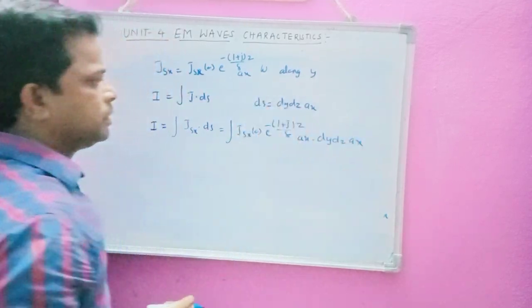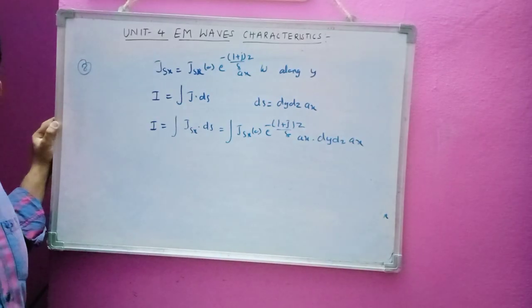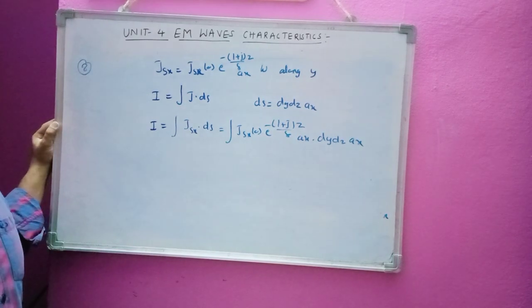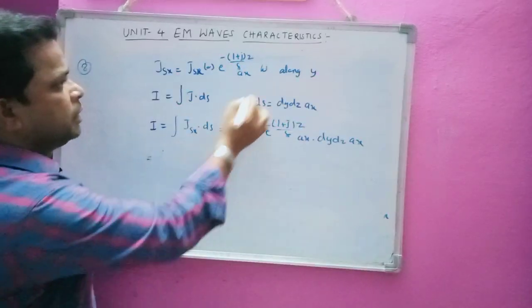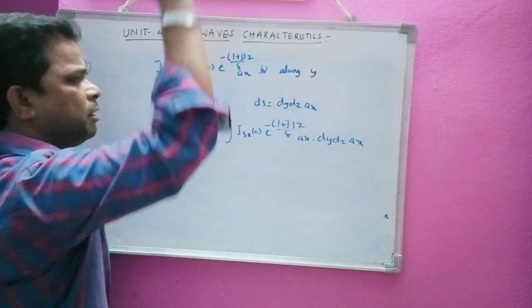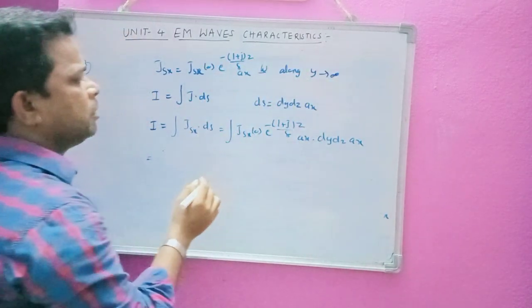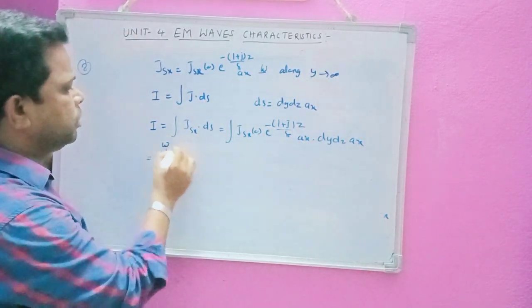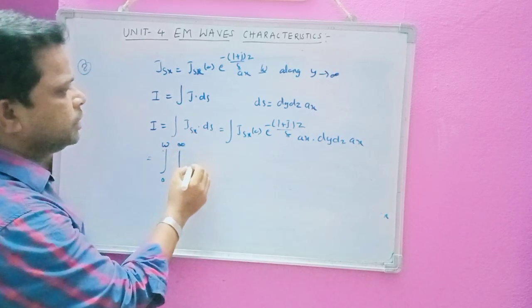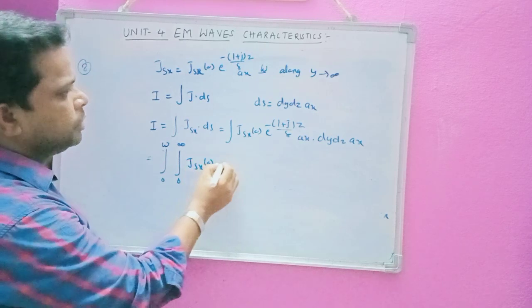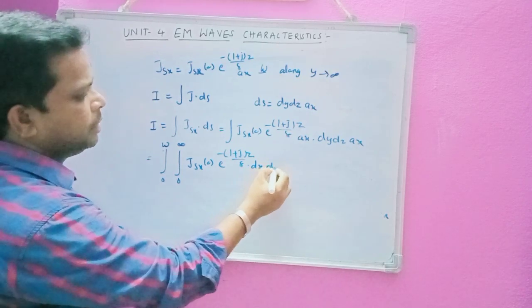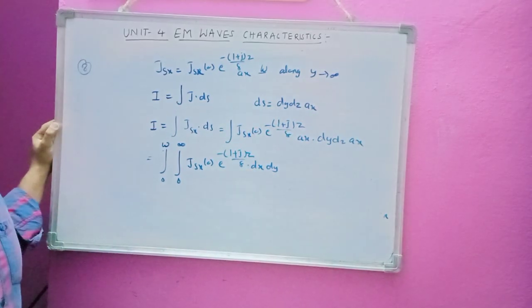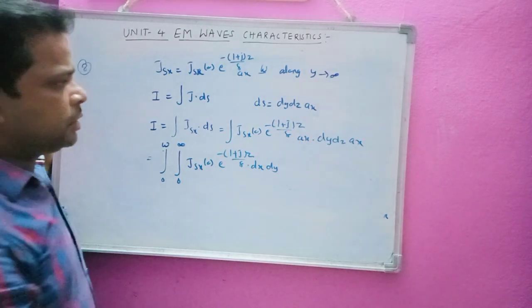Here ax dot ax will become 1. Now he is saying that y and z are varying from 0 to infinity. One varies up to infinity, another varies up to the width w. So y goes from 0 to w, and z goes from 0 to infinity, of J_sx of 0 e^(-(1+j)z/δ) dy dz.